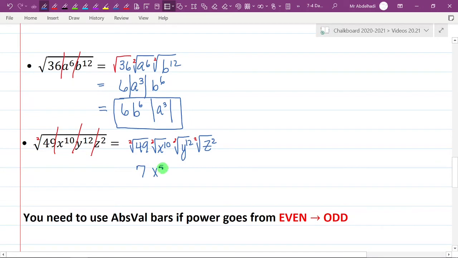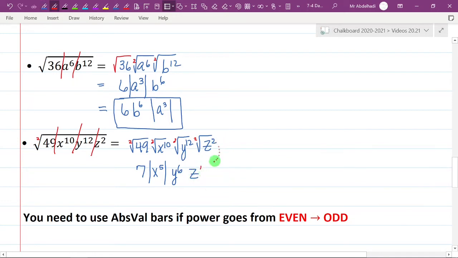And hopefully you notice that 10 is even, 5 is odd, so you need bars for that one. This is going to be y to the 6th, no bars, because even to even. And in this one, 2 divided by 2 is 1. We don't write it, but there's an invisible 1 here.